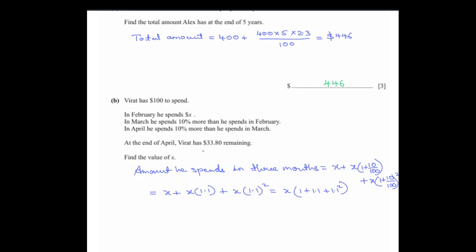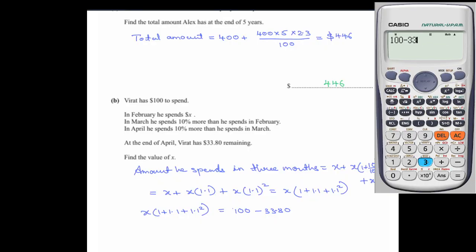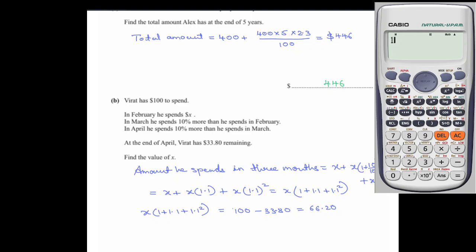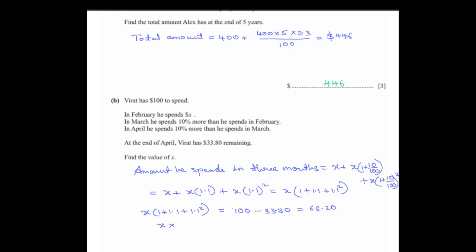That should be subtracted from 100. We get 33.80. So to get this amount he spent, we have to do X into 1 plus 1.1 plus 1.1 square will be equal to 100 minus how much he was left with. 100 minus 33.80. So what is that? Find out. 100 minus 33.80, 66.20. Add this in the brackets. Find out. 1 plus 1.1 plus 1.1 square, 3.31. So X into 3.31 is equal to 66.20.